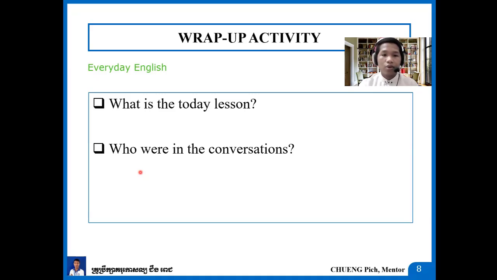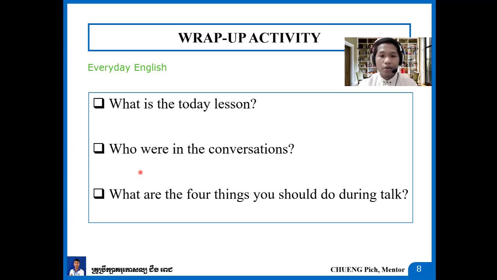So who were in the conversation? You know that there were 2 teachers and there were 2 students. The first conversation was about Mr. John, the teacher, and the student Maria. And the second conversation was about Mrs. Mackie, the teacher, and the student Mr. Jin Quick. All right, I hope I have pronounced his name correctly. I just say Mr. Jin, okay?